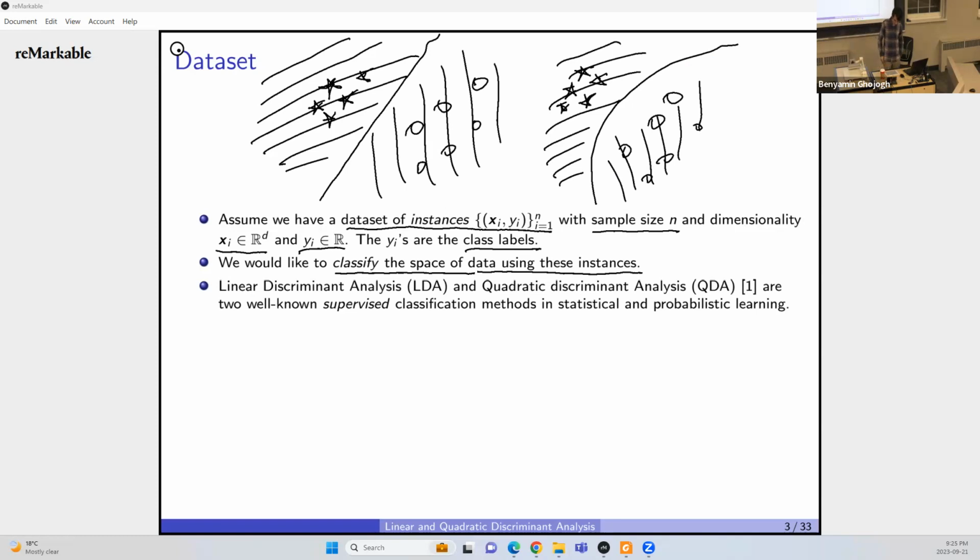Okay, so linear discriminant analysis and quadratic discriminant analysis, LDA and QDA, are two well-known supervised classification methods in statistical and probabilistic learning. They are probabilistic classifiers. Okay, first off, here by LDA I don't mean Fisher's discriminant analysis, Fisher discriminant. We will cover FDA or Fisher discriminant analysis in a few lectures. This is LDA. Okay.